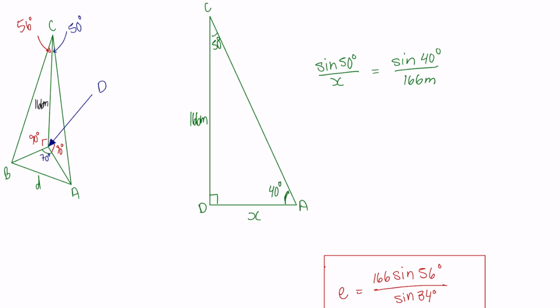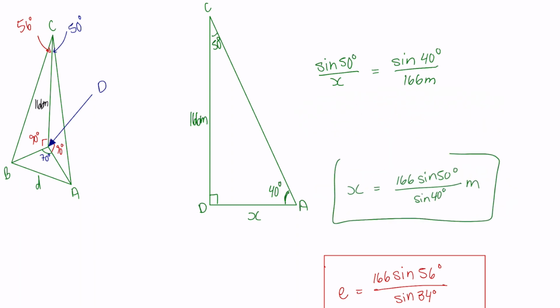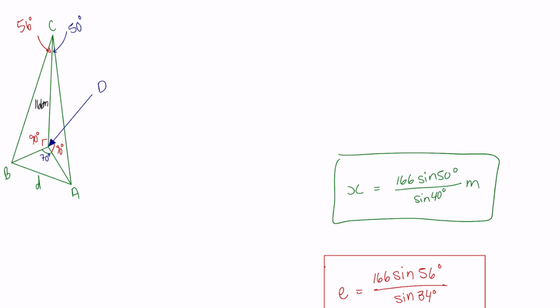So using that same trick again, I'm going to multiply the two known values that are opposite or diagonal to each other and divide that by the remaining known value. So x is going to equal 166 sine 50 degrees divided by sine 40 degrees. And now I'm going to save this for later as well. So now that we know those two values, we can solve for that distance between A and B.